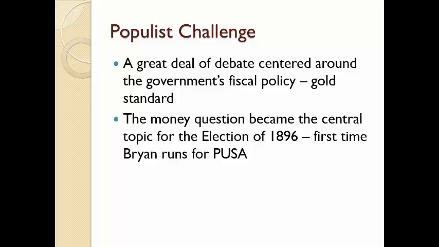Let's say you're a farmer and you took out a loan to buy a tractor. There aren't a lot of tractors at this point in time, but let's just say for the sake of argument, you take out a $1,000 loan to buy a tractor. And this is while the money is tied to gold. And so money has a fixed value. Well, you're paying on this $1,000 loan, and all of a sudden the government adds silver to the money supply.